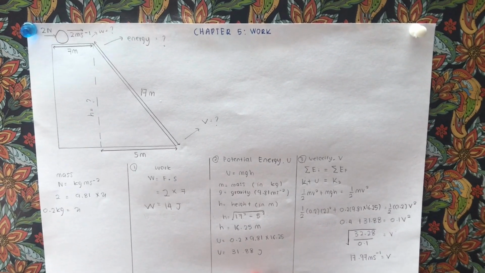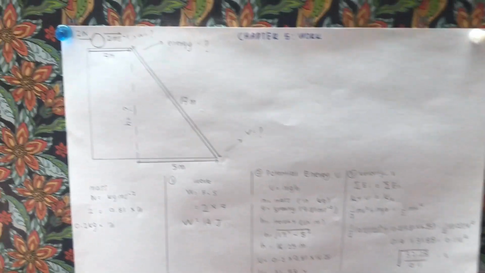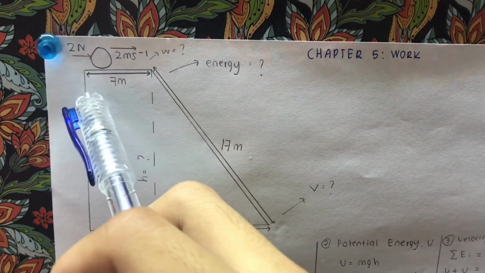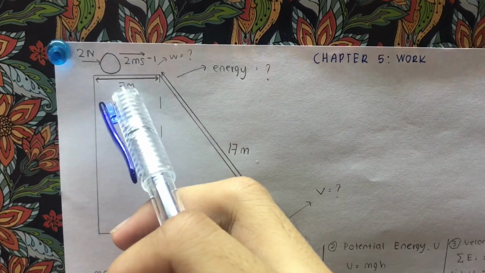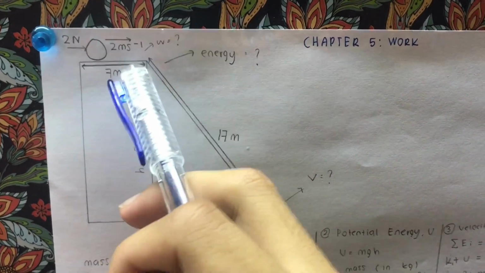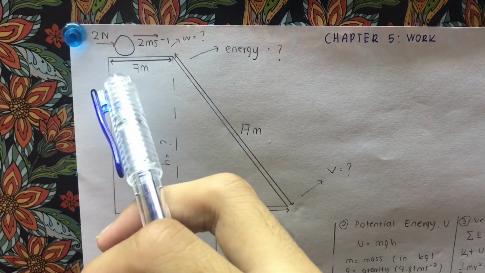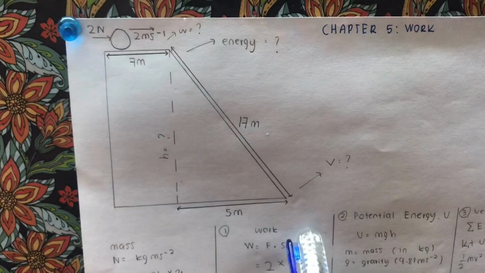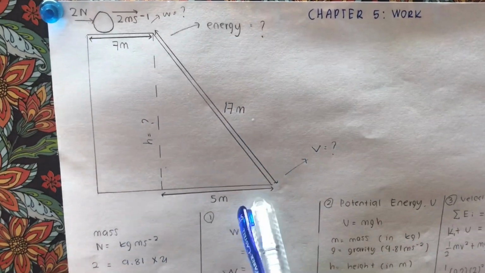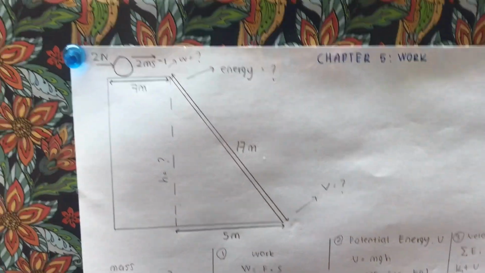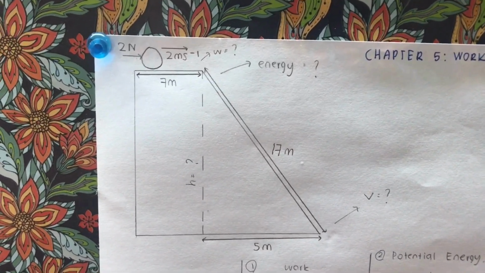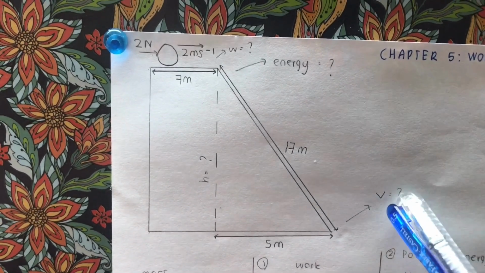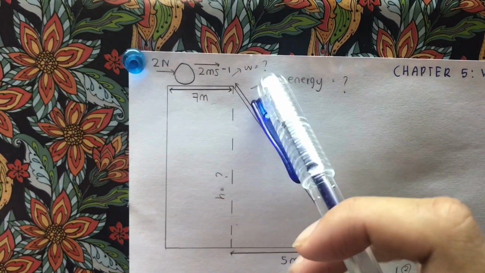This is from chapter 5, which is work. Based on the diagram here, we have a ball with 2 Newton and initial velocity is 2 ms to the power of negative 1, and the length from here to here is 7 meter, here to here 17 meter, and here to here 5 meter. The question is asking us to find the work, velocity at the bottom, and potential energy at the peak.